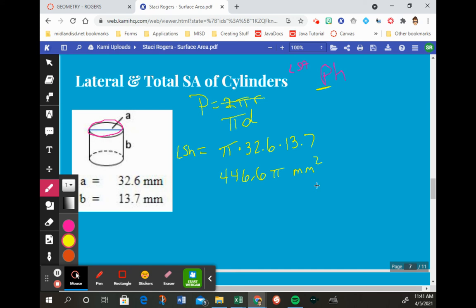Or you can work it out and multiply times pi and get 1,403.1 square millimeters.